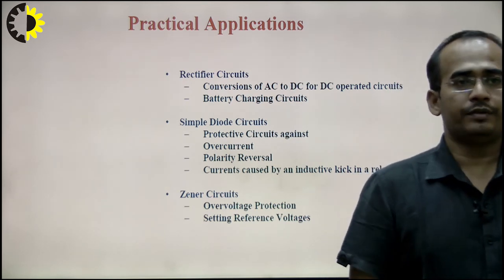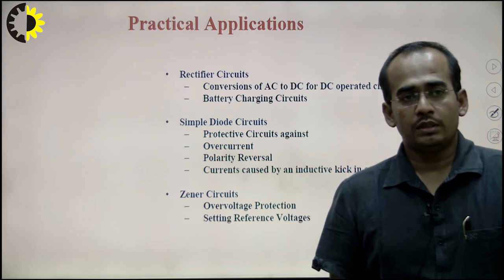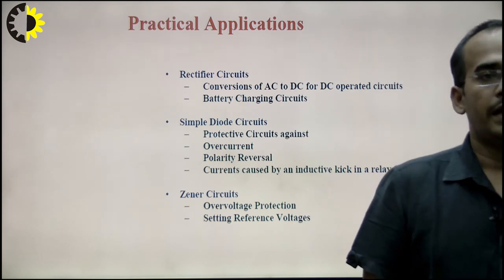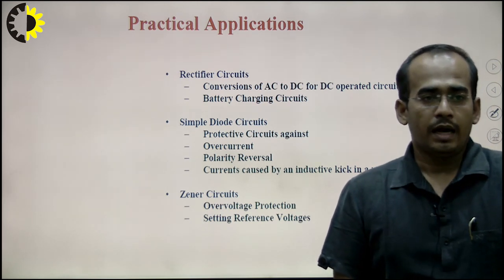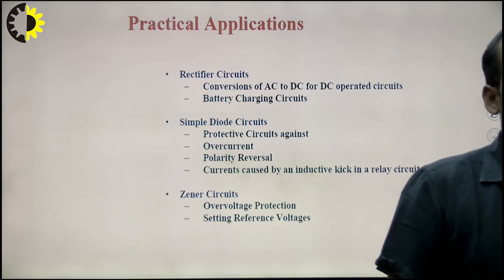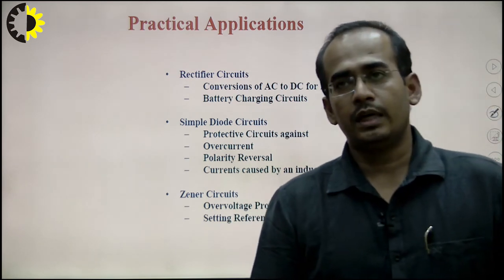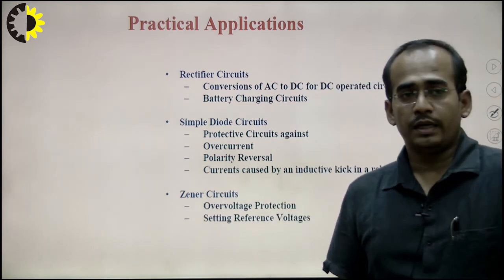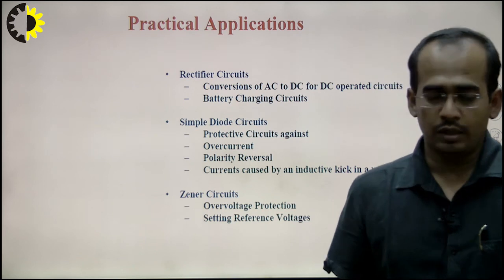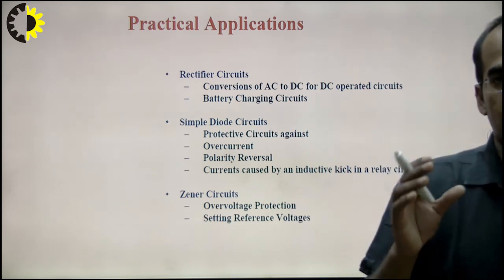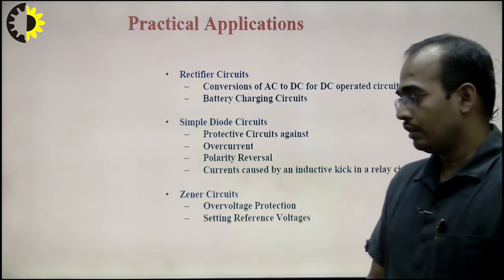Another application of the diode is that it can be used in protective circuits, for overcurrent, polarity reversal, and currents caused by an inductive kick in a relay circuit. And the Zener diode is used for overvoltage protection and setting the reference voltage. It has already been discussed in the Zener diodes lecture that the Zener works as a voltage regulator, and how it provides a constant voltage across the load. You can see that from that lecture.